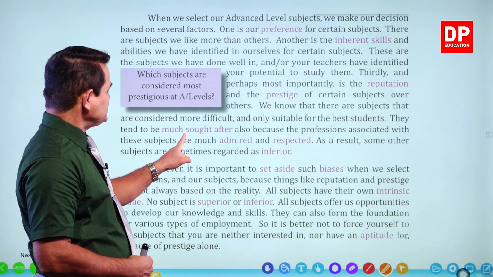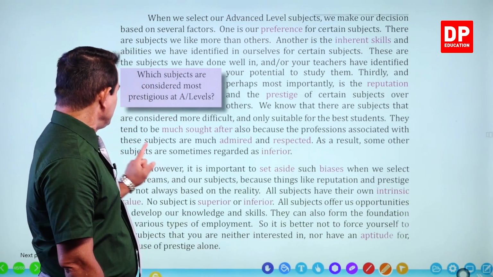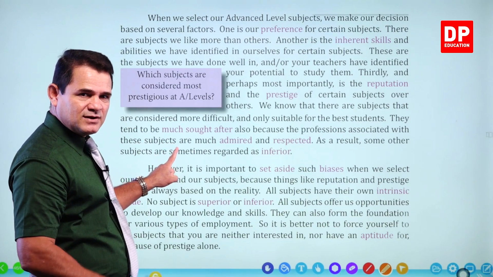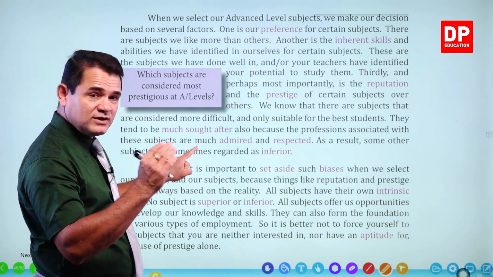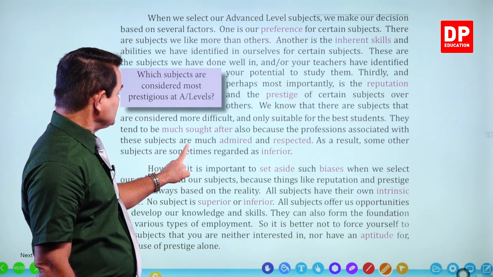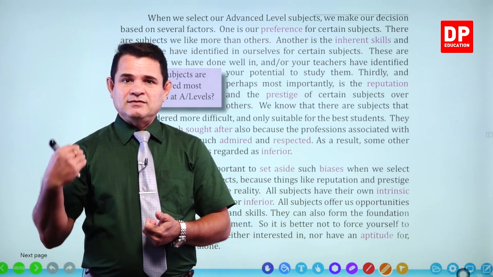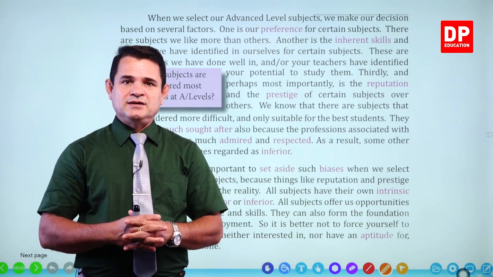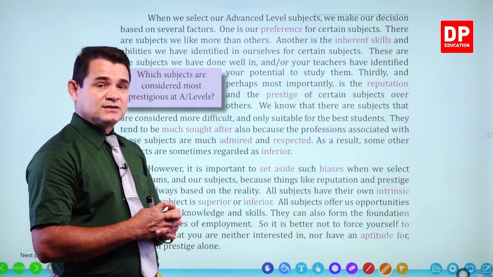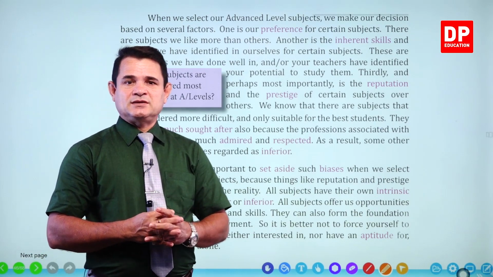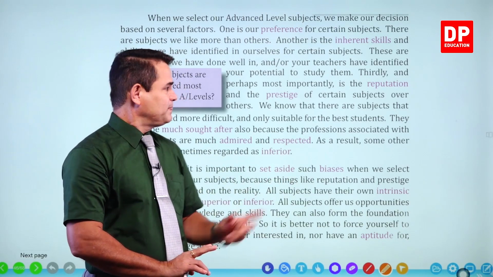Some subjects they tend to be much sought after also because the professions associated with these subjects ඒ වගේ ඒවා එතකොට එක්තරා කොට්ටාසයක් විතරයි තෝරගන්න. ඒවට අදාළ professions වෘත්තීන් these are the much admired and respected. ඒවයින් කරලා යන professions වෘත්තීන් much admired ගොඩාක් admire කරනවා අගය කරනවා and respected ගරු කරනවා. ඉහළ ගරුත්වයක් සහිත රැකියා කියලා එයා වෙනම තෝරලා තේරීමක් වෙනවා. So that is also based on this.